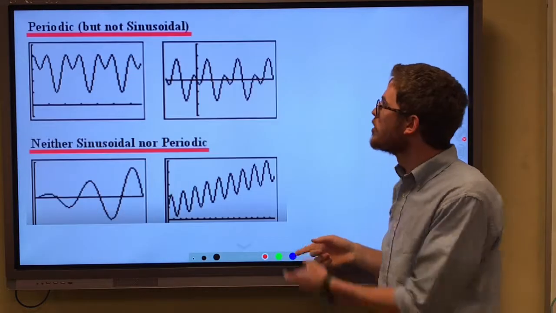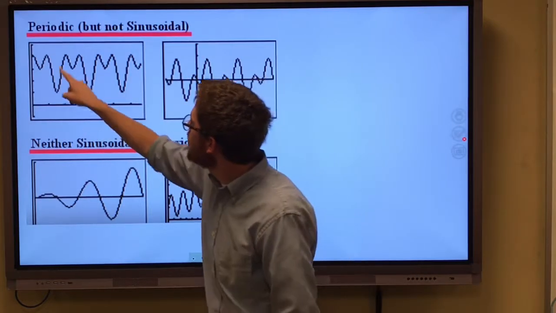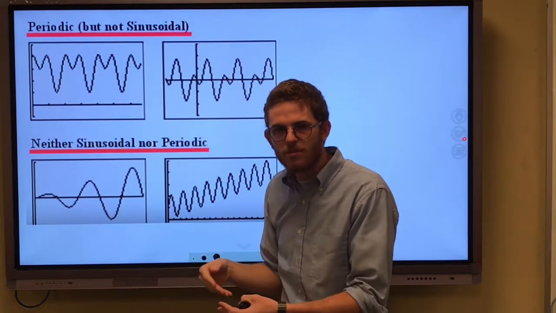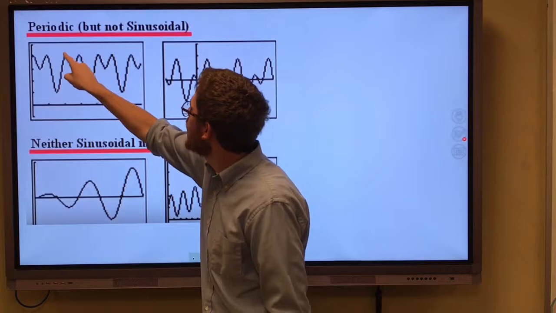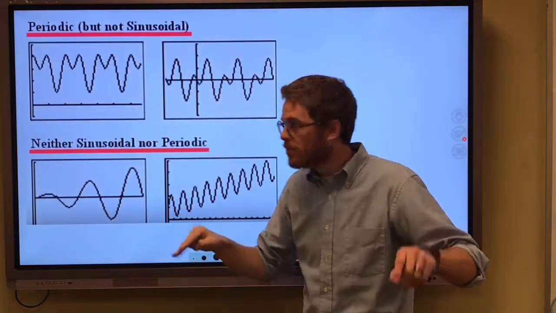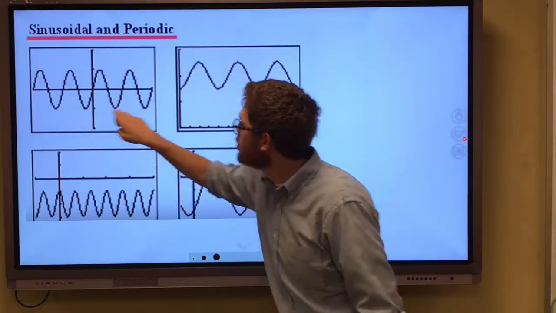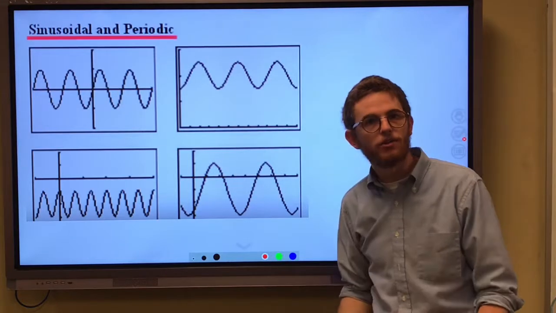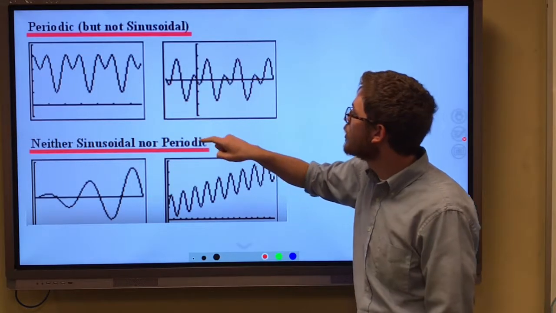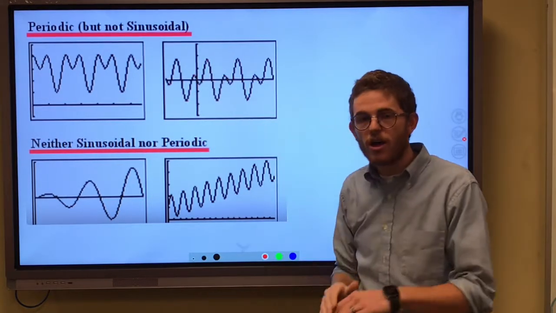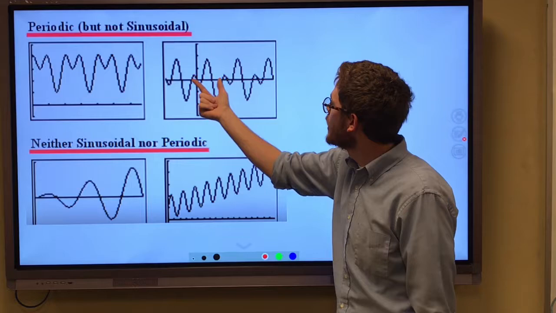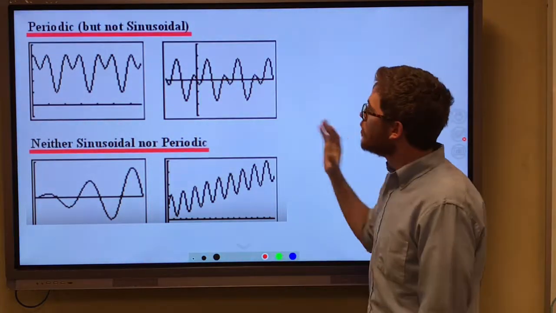Notice some things that are periodic but are not sinusoidal. Notice how the waves are not the same. They aren't the same height or depth every time. Maybe the maximums are always the same, but the minimums are not. If it's sinusoidal, the maximums are always going to be the same and the minimums are always going to be the same. Notice here again, we had some minimums that are down here, some minimums that are way down here. The minimums and the maximums are not consistent. So these are periodic. We are still repeating at a regular interval, but it's not sinusoidal.